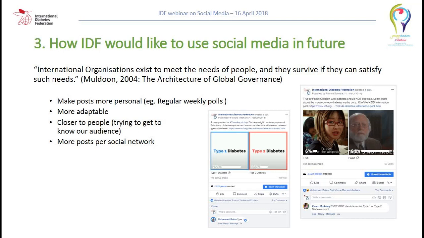So we started, for example, regular polls asking people what type of diabetes they have. In this, we initially assumed that most of our community was type 1, based on the comments that we received, the people who were more engaged. But after doing this exercise, we found out that it's actually almost 50-50 or 40-60, that we have a large community of people with type 2 diabetes among our audience.